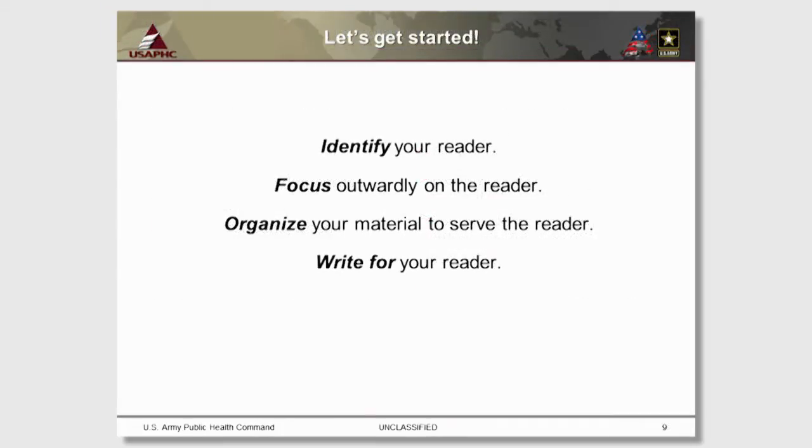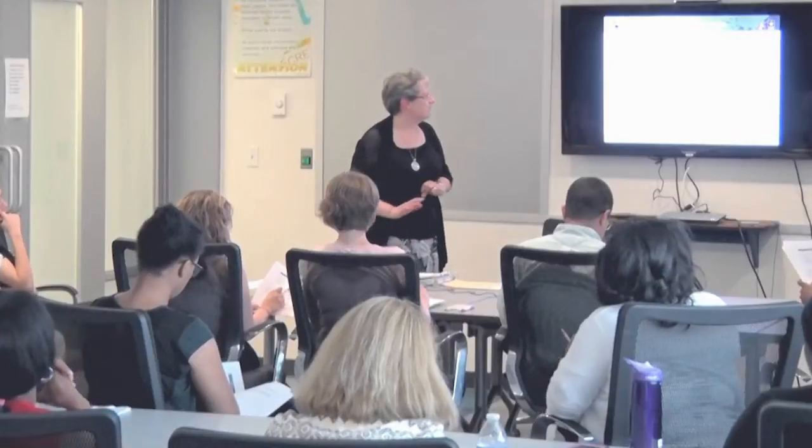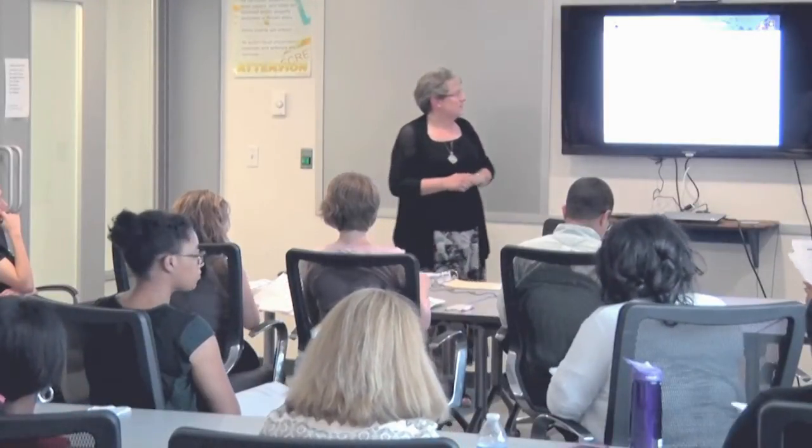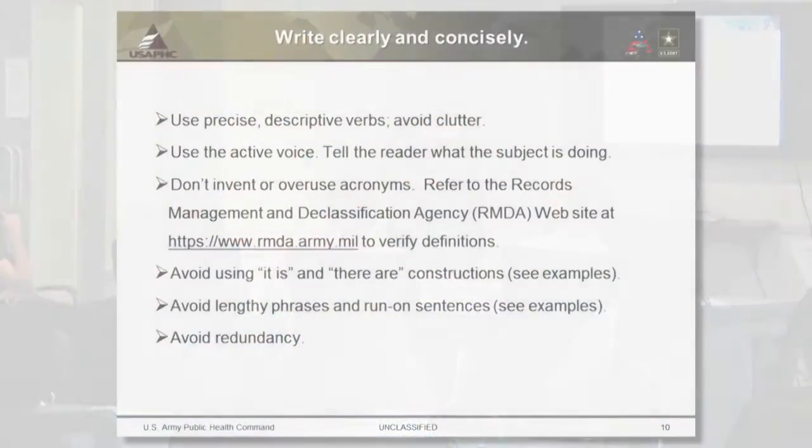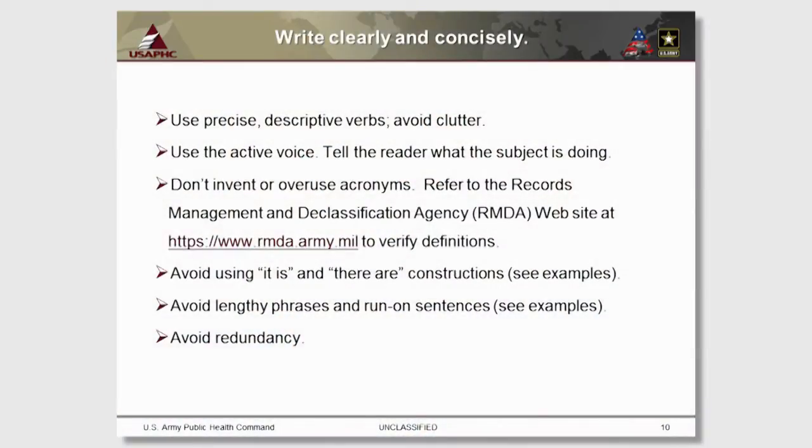Getting started, we're going to identify the reader, focus, organize, and write for the reader. If you've read anything that's what we call cluttered, this means a couple of things: overuse of adjectives, adverbs, descriptive words, and also too much information on a page. And we'll talk about that a little more later. I see some heads nodding. That's good. So we're going to show you how to avoid that.